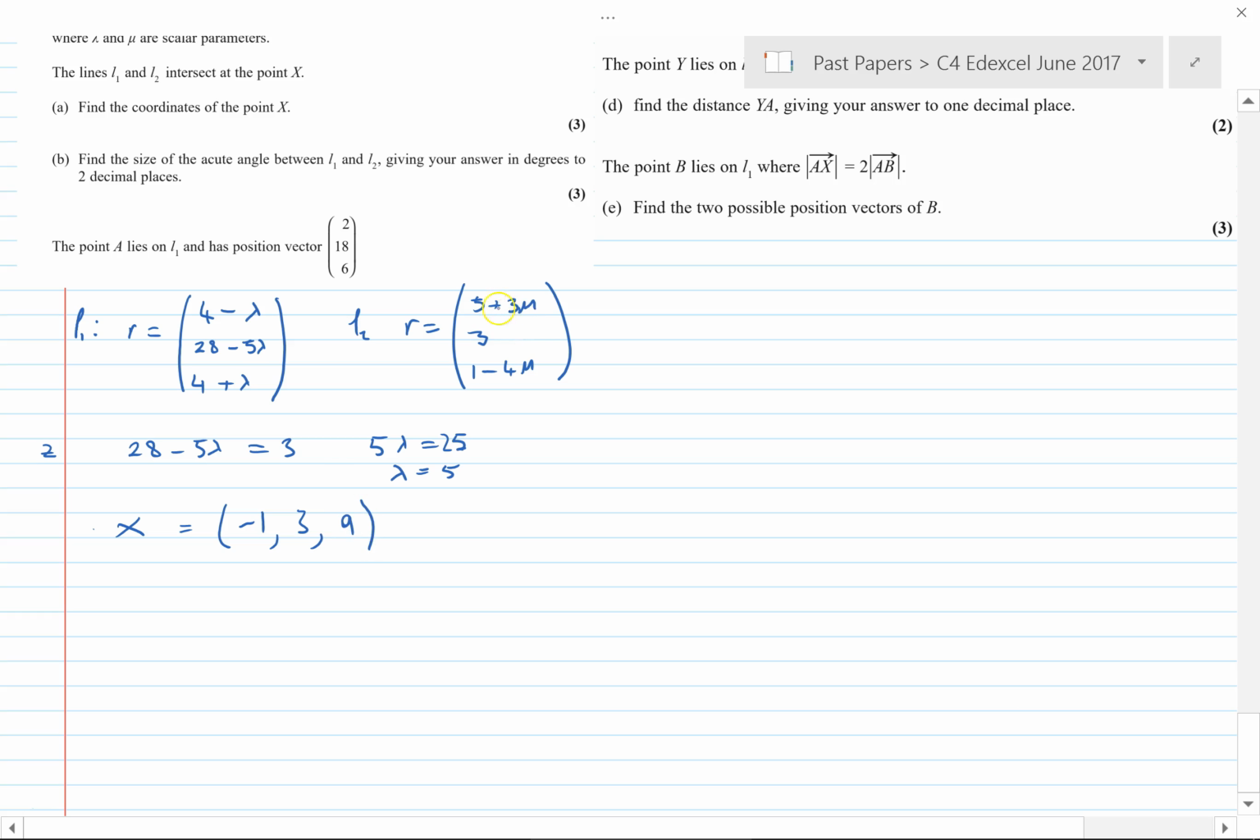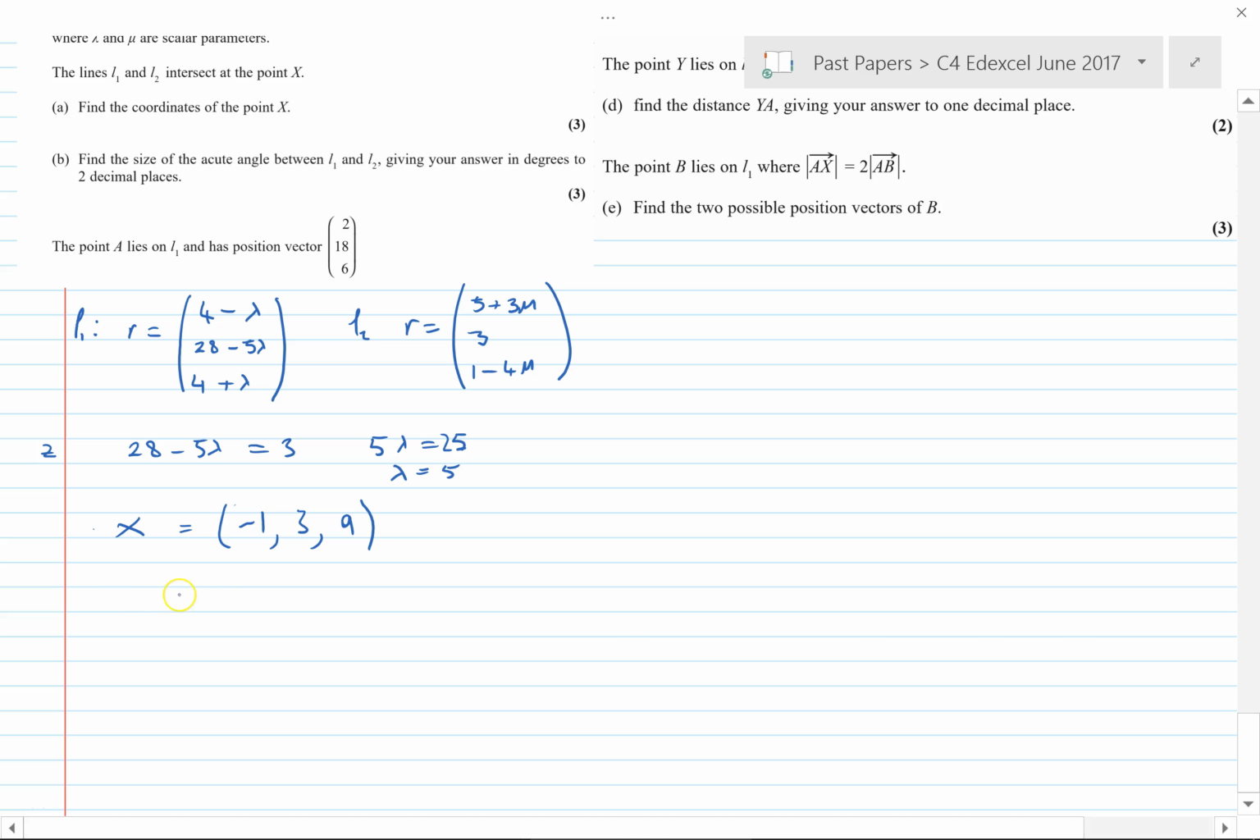And it's worth checking to see if it will work. What would the value of mu be for this one? We can see that in order for it to be minus 1 here, we'd need to have a mu of minus 2. So minus 2 would give us the minus 1, and it would give us the 9 there. And of course we have 3. It's good to do a check on that, but that's all that's required for the 3 marks.